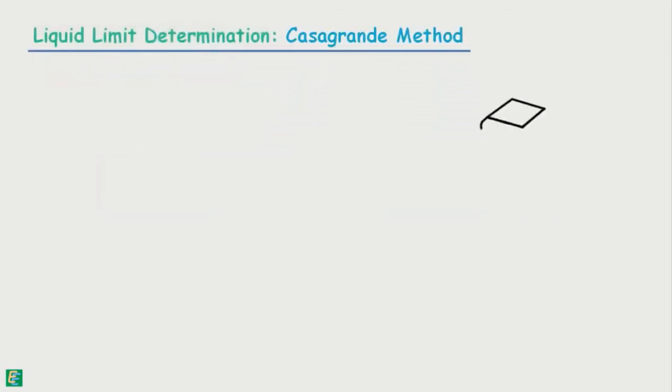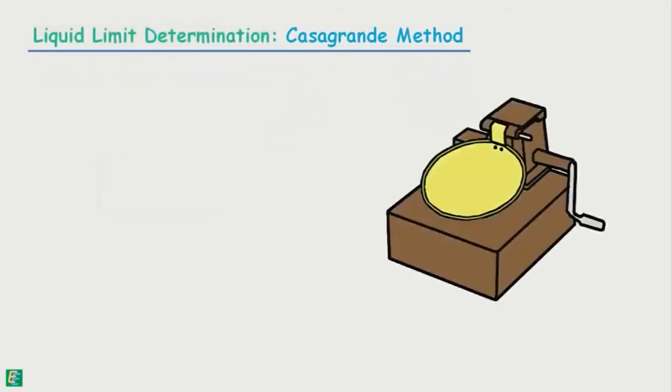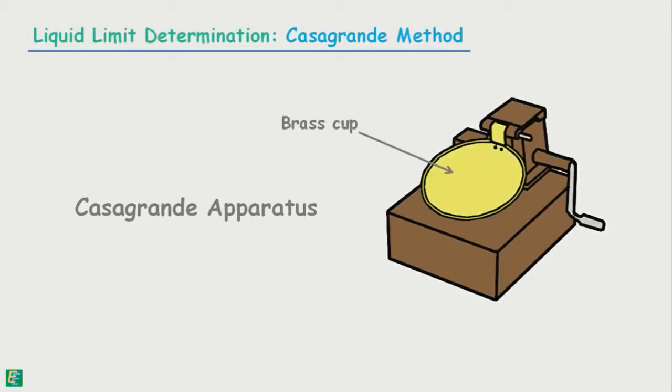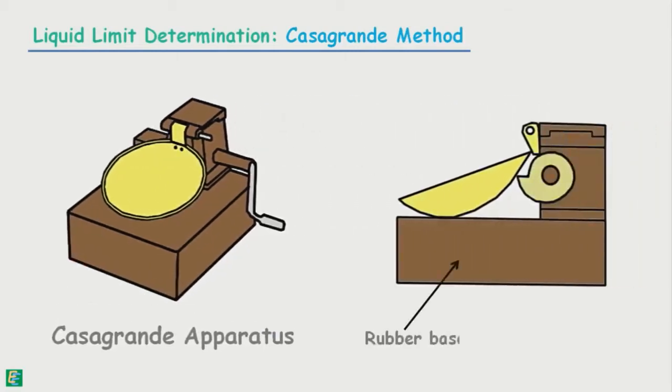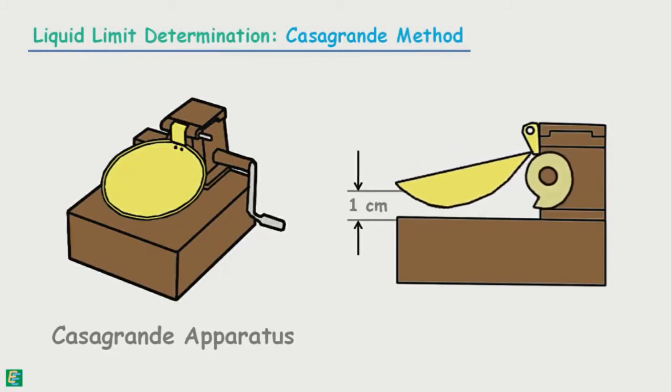For the determination of liquid limit by this method, we make use of an apparatus which is called the Casagrande apparatus. It consists of a brass cup which is connected so that it is in the inclined position when resting on the rubber base. Brass cup, when rotated by its handle, lifts to the height of 1 cm and drops freely on the rubber base.